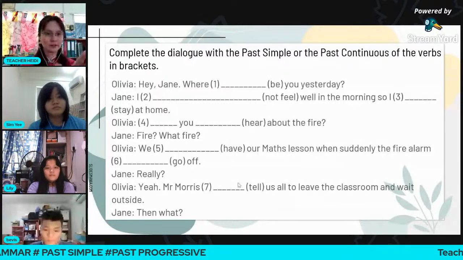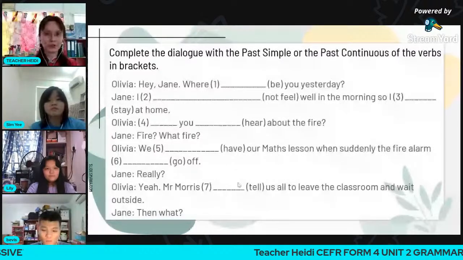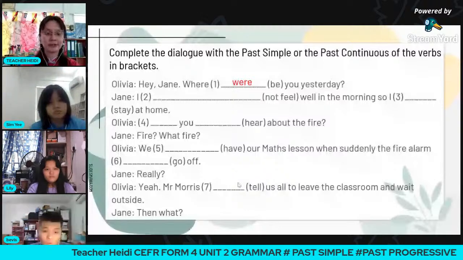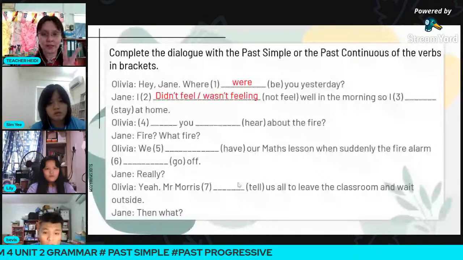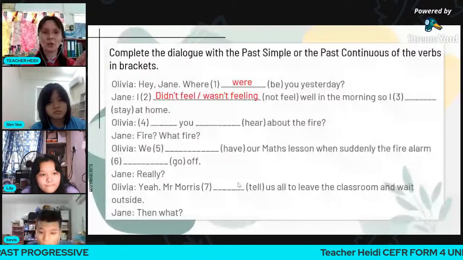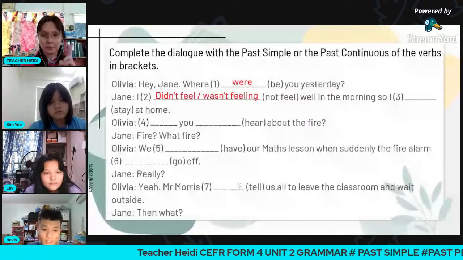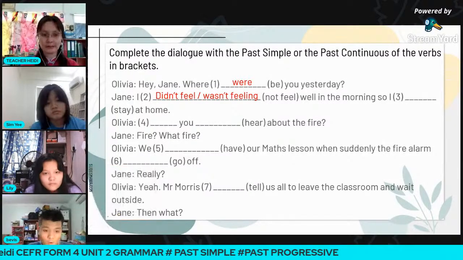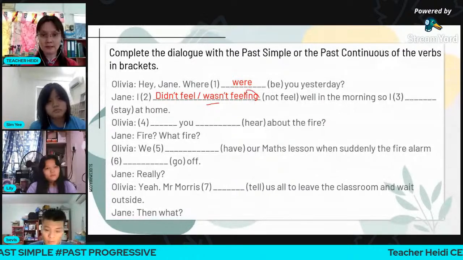Okay, teacher shows one first. Where were you yesterday? Jane answers, not feeling well, right? So there are two acceptable ways of writing. You can say I didn't feel well in the morning, or I wasn't feeling well in the morning. So please remember, when you use is, are, was, were, it will go with your ing.